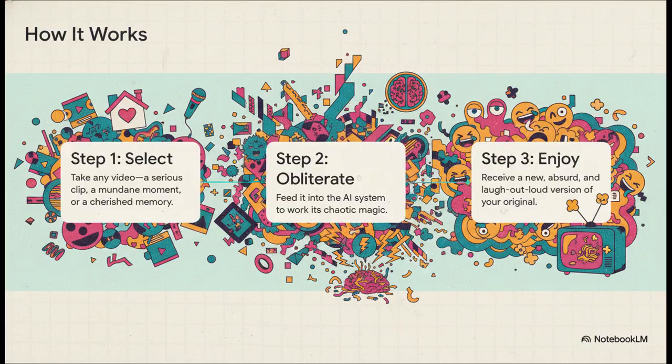And get this, using it couldn't be easier. It's just 3 simple steps. First, you grab any video. A boring work meeting, your cat sleeping, whatever. Second, you just feed it to the AI. And third, boom, you get back this chaotic, totally new version.